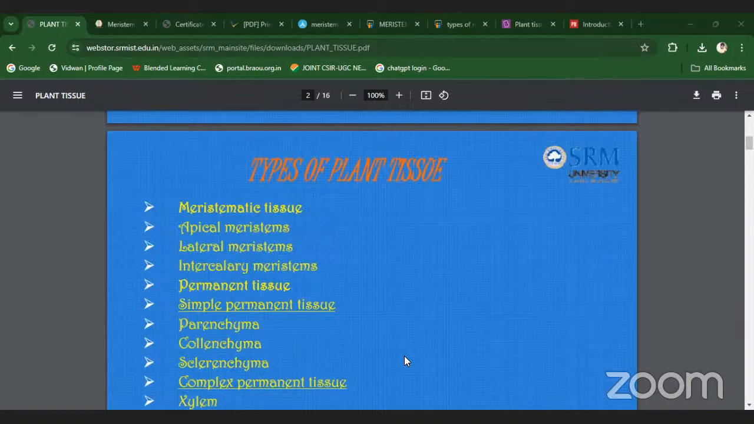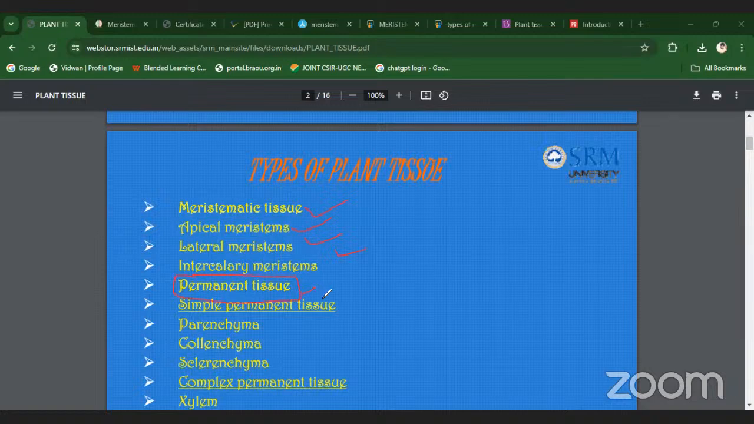Types of plant tissue: meristematic, apical, lateral, all completed. Meristematic tissue completed, types of tissue completed. Now permanent tissue.